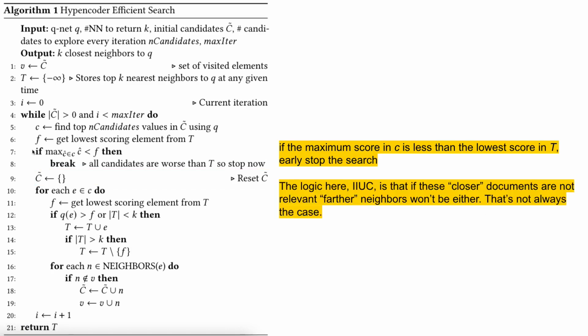One other point, which I think we'll also see in some of their ablations, is that if the maximum score in C is less than the lowest score in T, we should early stop the search. And the logic here, I understood to be, is that if these quote-unquote closer documents are not relevant, then these farther neighbors won't be relevant either. And that's not always the case.